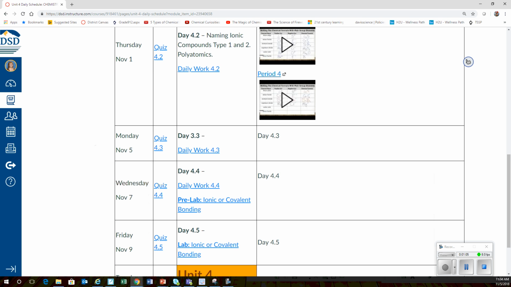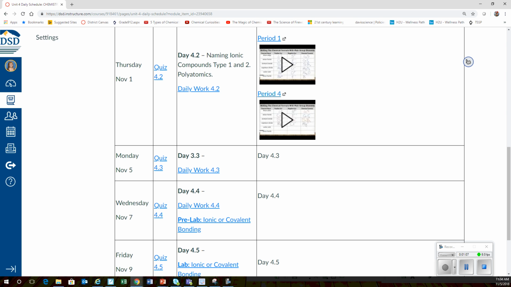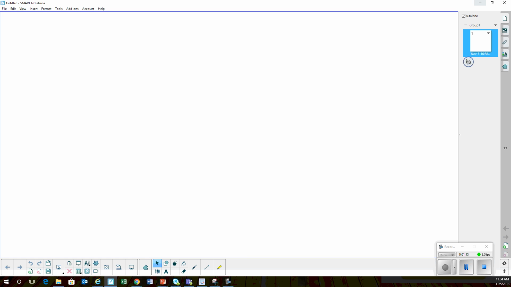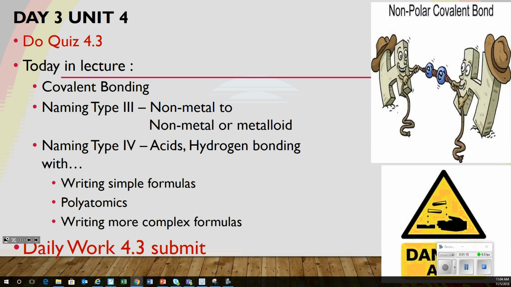So today we're actually going to go into type 3 and type 4 naming. Last time we did type 1 and type 2. So we're heading into what's called covalent bonding. Type 3, we're going to do a non-metal to a non-metal or metalloid. And then type 4 is naming acids and hydrogen bonding. We're going to do the simple formulas and the polyatomics and more stuff with that.